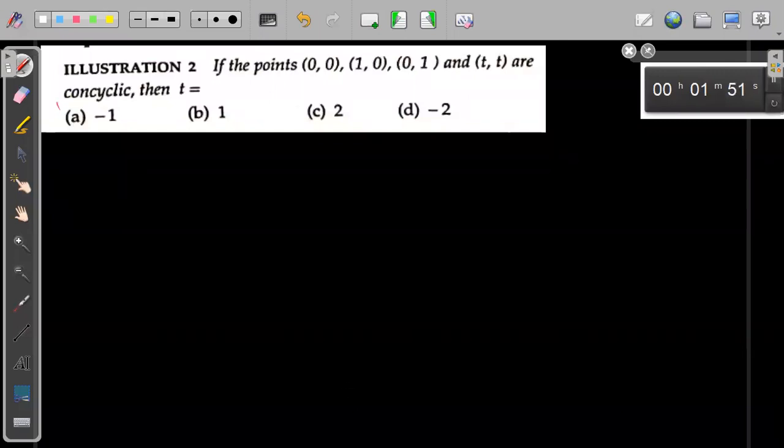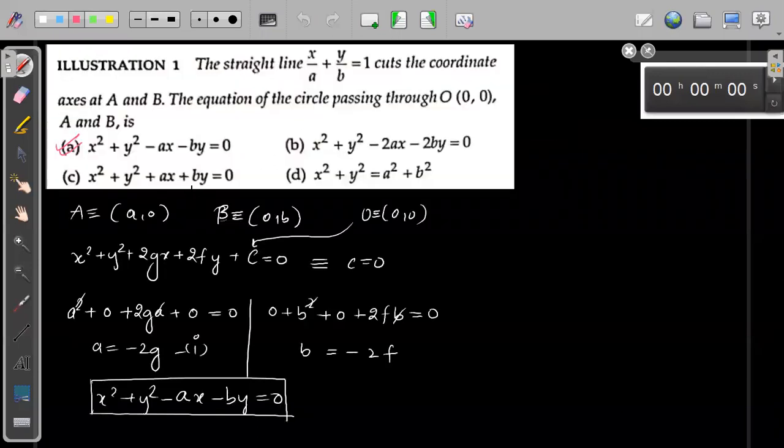Yes, 1 comma 1, so t is equal to 1. Let's see. So if points 0 comma 0, 1 comma 0 are concyclic. One more thing that we have seen: how many points do we need? Because we will have three unknowns, we will only require 3 points.